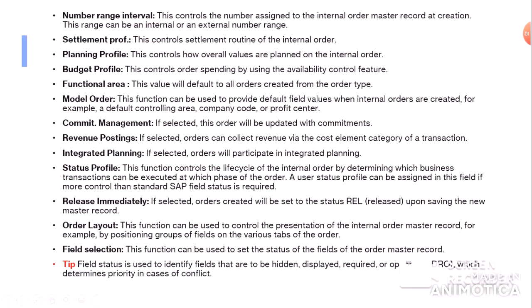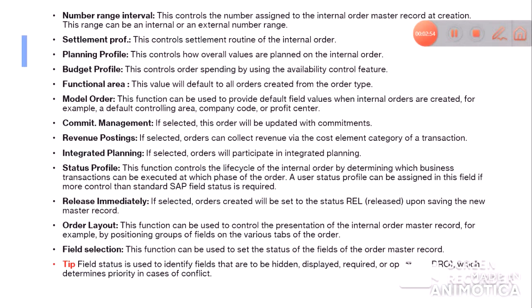So a user status profile can be assigned in this field if more control than standard SAP field status is required. What does the status profile do? It controls the life cycle of the internal order by determining which business transactions can be executed at which phase of the order. So release immediately: once the internal order is created, it will be released.